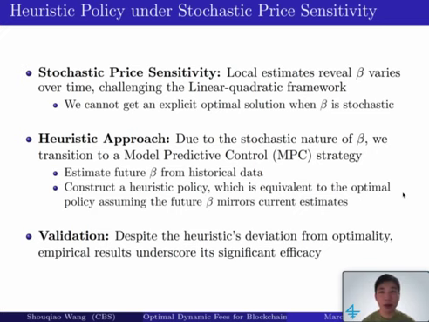In this approach, we continuously update our estimation of future beta, leveraging all available historical data. We then calculate the optimal policy based on the assumption that the future beta will align with these estimations. Although it is not optimal when beta varies stochastically, our empirical results suggest that this method serves as an effective and implementable heuristic, aligning closely with real-world application needs.